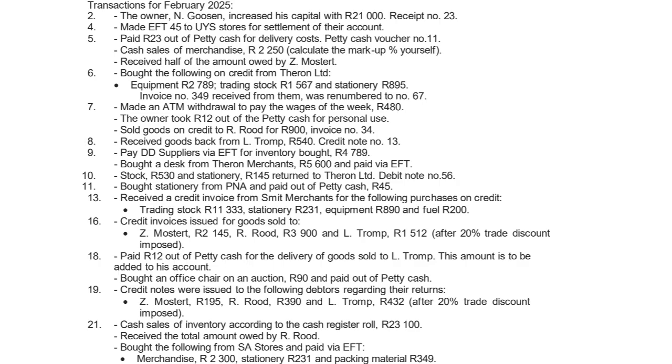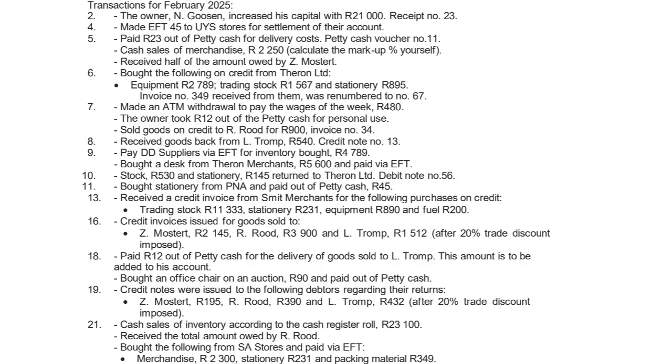On the 13th, received a credit invoice from Smith Merchants for the following purchases on credit: trading stock 11,333, stationery 231, equipment 890, and fuel 200 Rand. On the 16th, credit invoices issued for goods sold to Z Mustard, R. Ruud, Al Trump, after 20% trade discount was imposed. On the 18th, paid 12 Rand out of petty cash for the delivery of goods sold to Al Trump. This amount is to be added to his account.